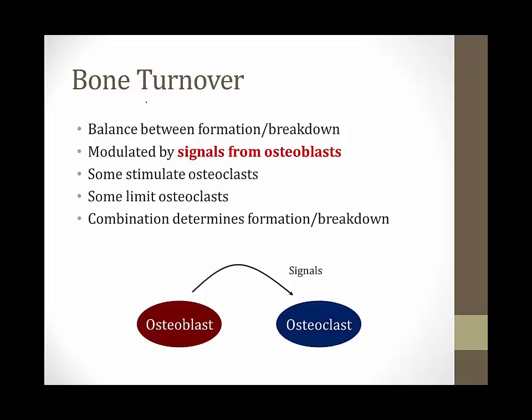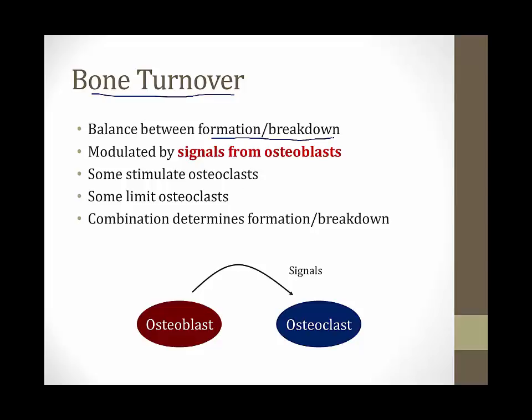Now we're going to talk about something that is incredibly high yield, and that is bone turnover. As I mentioned before, bone tissue is not static, it's constantly changing. Osteoclasts break down old bone, and osteoblasts lay down new bone. And there is a balance between formation and breakdown. If this balance is normal, you will have normal bone structure and strength. But if there's too much breakdown, the bones will become thin. And if there's too much bone formation, the bones can become abnormally thick.